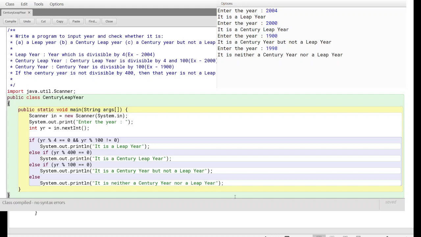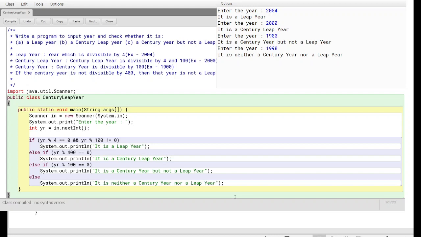The third value that I have checked is 1900, the year 1900. 1900 is a century year, but it is not a leap year. And the fourth value that I have checked is 1998. 1998 is a normal year, which is neither a century year nor a leap year.